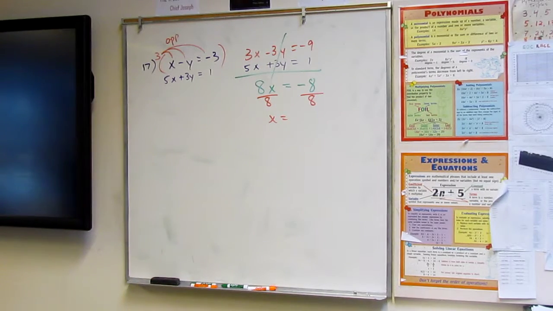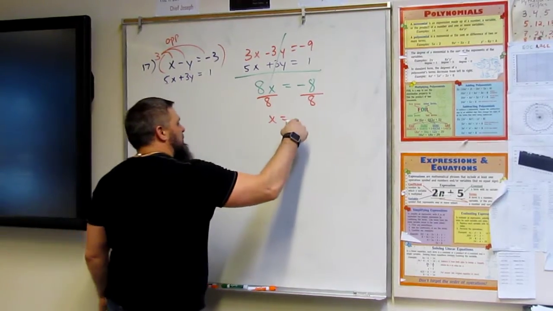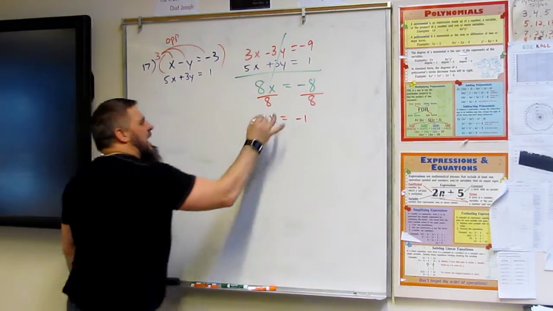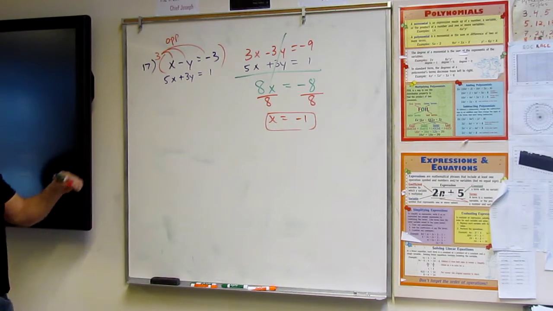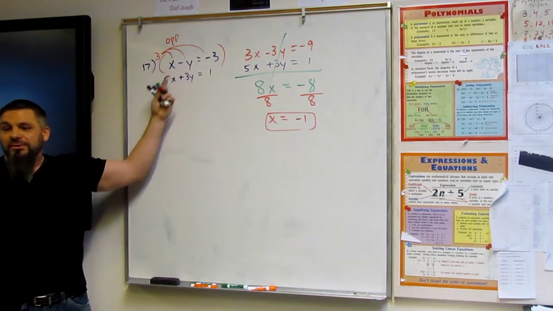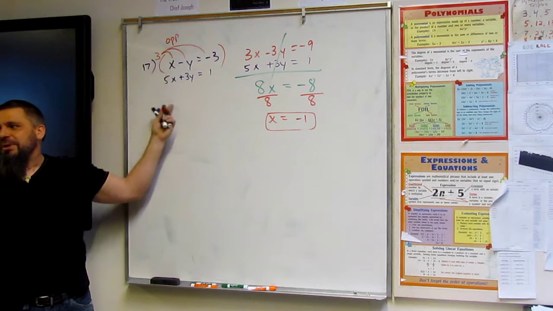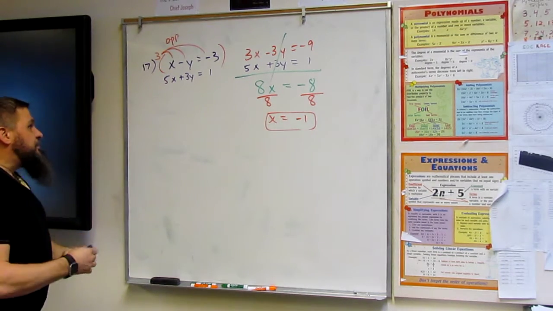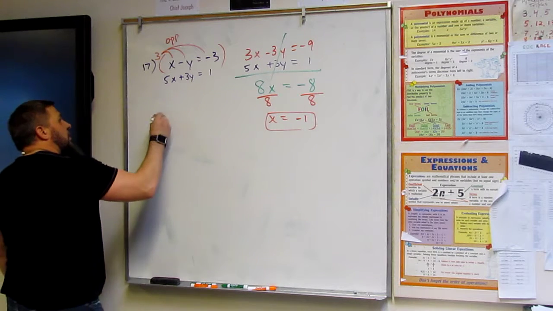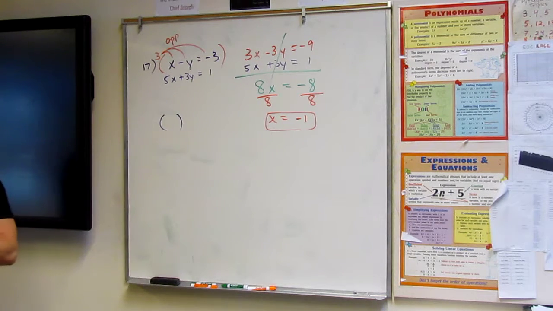So, negative 8 divided by 8 is how much? Negative 1. Perfect. So, x is negative 1. Now, I can plug it into this one or this one. It doesn't matter which one I plug it into. Okay? So, what's x? What is x? Negative 1. Okay?